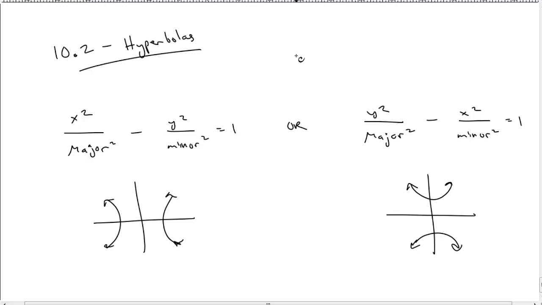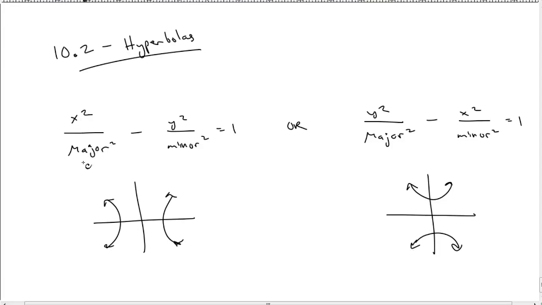Hello everyone, this is the video lecture for College Algebra, Math 1414, Section 10.2, Hyperbolas. So a hyperbola looks something like this or that. After this, we're going to talk about parabolas, so lots of bolas. We have two new formulas.